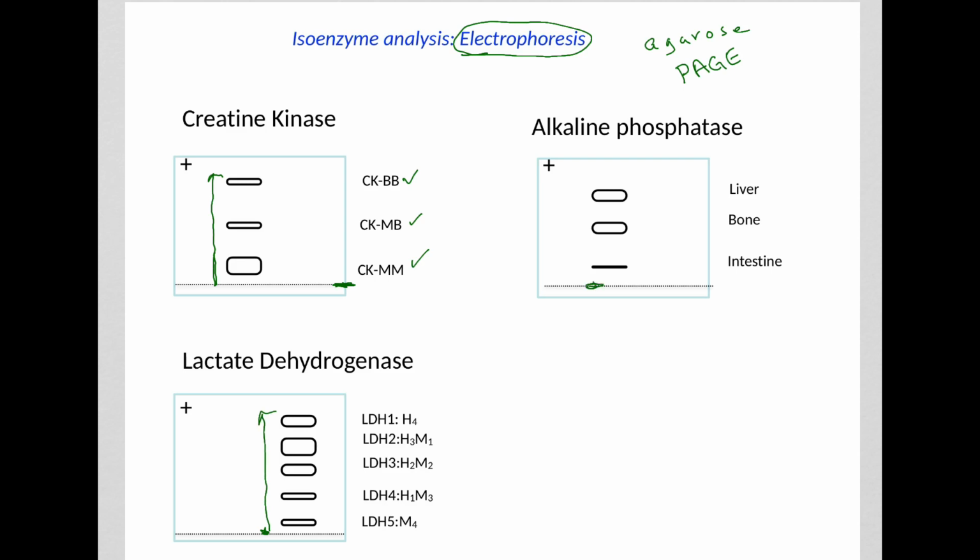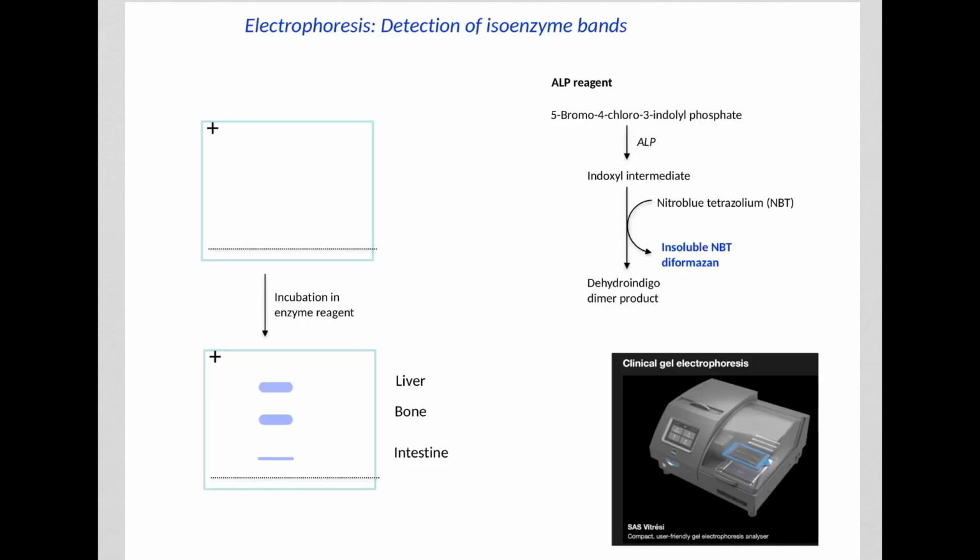And here we see alkaline phosphatase, and they will migrate differently and therefore separate on the gel differently. Now, after running the electrophoresis, of course, we're not going to see anything on the gel. The gel is basically blank, because proteins do not have a color. Your alkaline phosphatase or your creatine kinase and so on have no color, so you're not going to see any bands. But then what we do is we take this gel and we incubate it in the enzyme reagent.